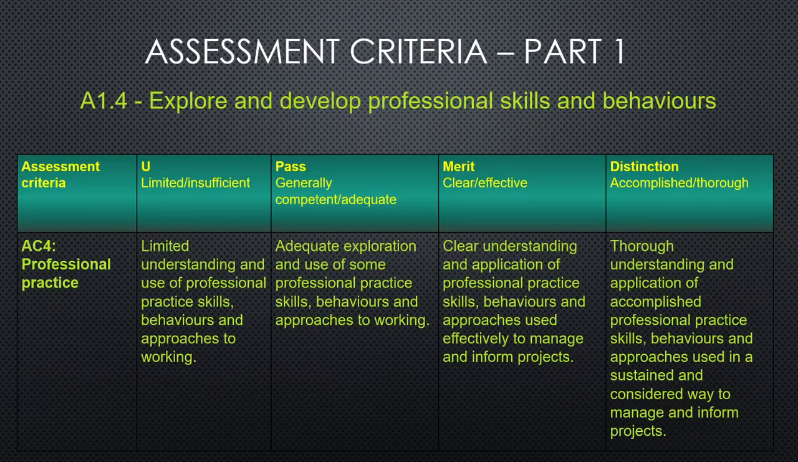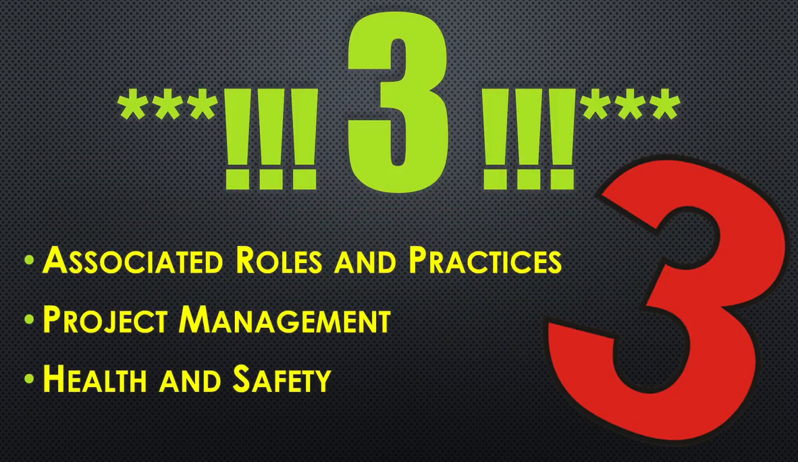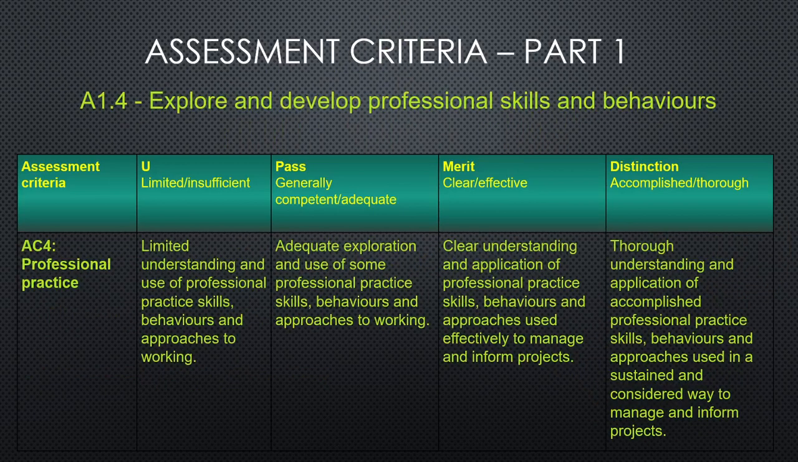Why is this going to be a problem? Because of the assessment criteria. Limited or insufficient means there currently aren't three in there. Pass, generally competent and adequate: if you've done all these three, then that's a pass. If you've made them really good, clear and effective, then you're getting a merit. If you've actually smashed this out of the park and done amazing ones, you're currently on a distinction. Do we get it? Got it?